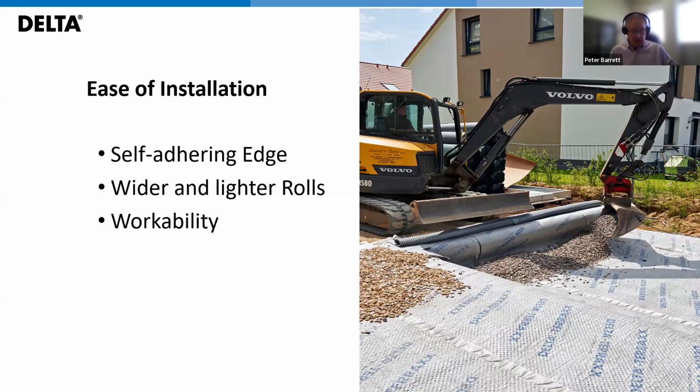Here are some other key features. The product may have a self-adhering edge, meaning that when you overlap it, you can stick it together. Very useful in horizontal applications as it reduces wind uplift and reduces the amount of ballast required. Wider and lighter rolls. Most products come in a 6-foot wide roll, but some are wider. Larger rolls mean you require fewer for a project, you have fewer laps, and you can cover the area much more quickly. As well, lighter rolls are very simply easier to handle.